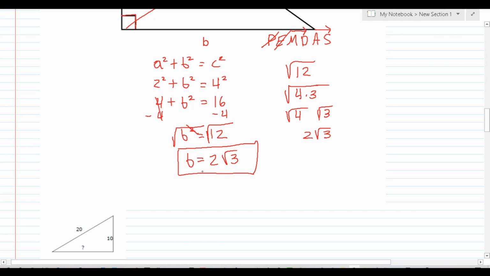Again, sometimes you're going to have to leave it in radical form like this. In other cases, you're going to get a nice whole even number. So you'll have that option as well. And you'll see that in this practice video, so don't worry about that. So let's move on to another example.